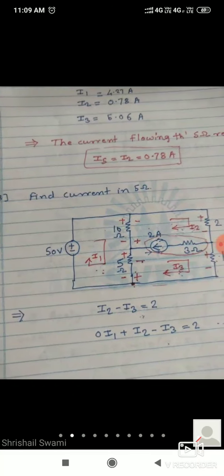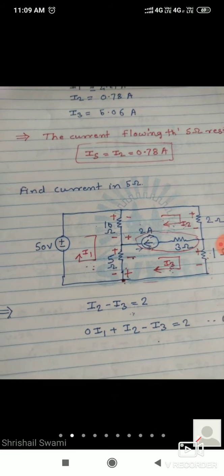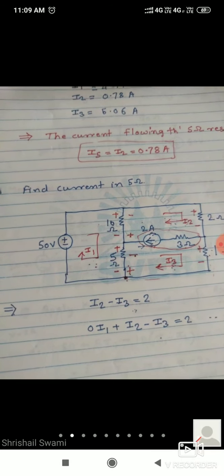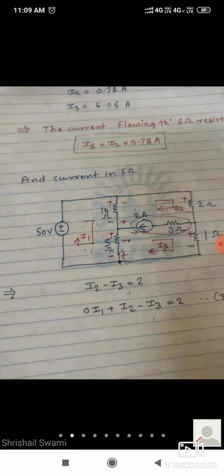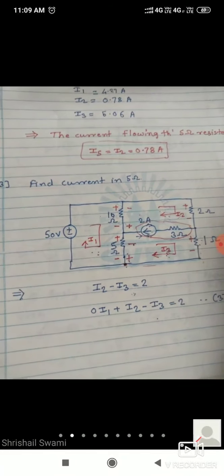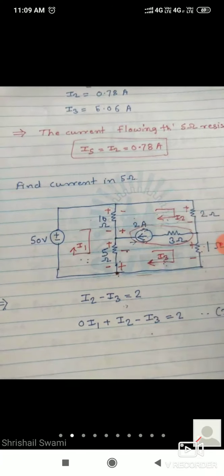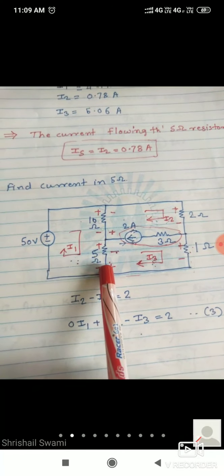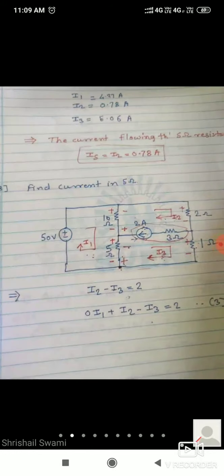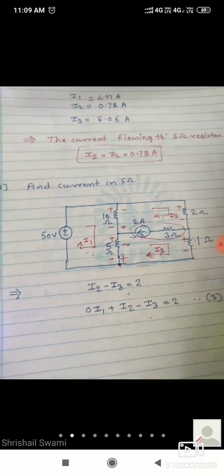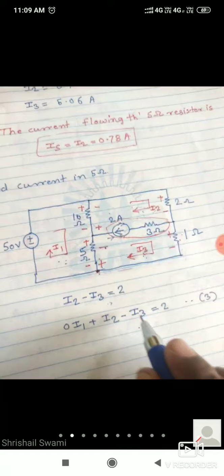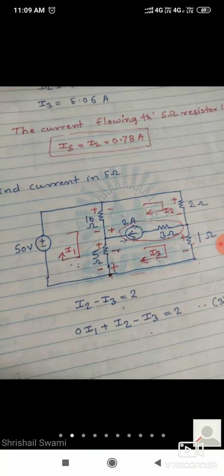If anyone solved, check the answer: the current passing through 5 ohm is 4.66 ampere. 4.66 ampere, that is the answer of current passing through 5 ohm. So 5 ohm is present here. Okay, so we will solve by super mesh analysis. Forget about these two steps. I will start from this one.